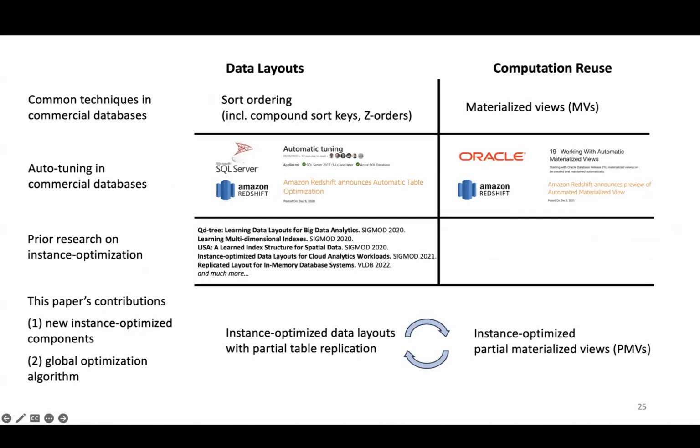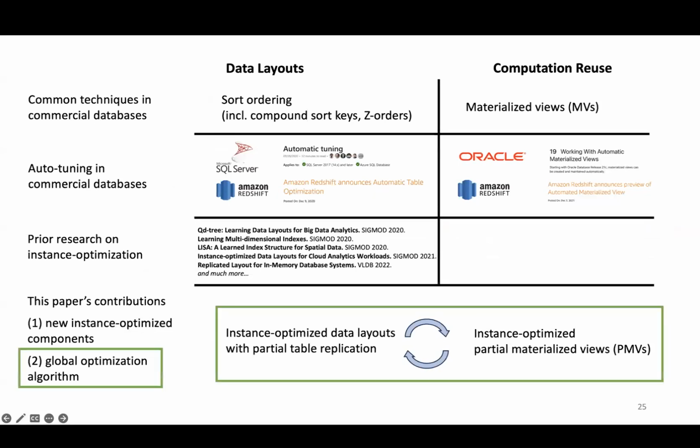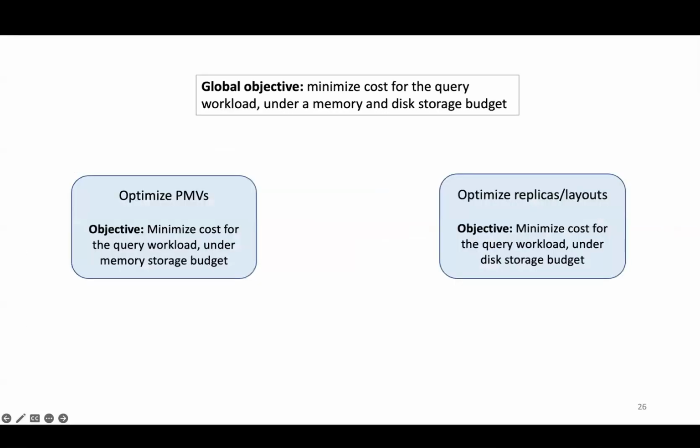So now that I've explained instance optimized PMVs, I'll now explain how we co-optimize our two components simultaneously. Our global objective is to minimize cost for the query workload according to our internal cost model under a given memory storage budget and disk storage budget. Now in SageDB, we store PMVs in memory and partial table replicas on disk. So their storage budgets are actually independent.